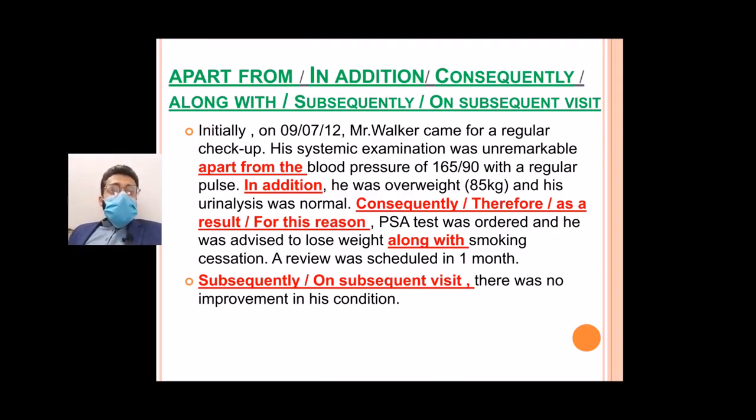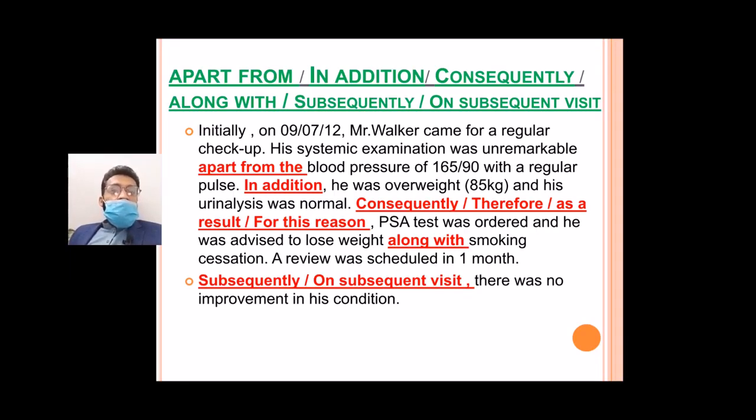So look here, initially on this date, Mr. Walker came for a regular checkup. His systemic examination was unremarkable apart from the blood pressure of. You can use "apart from" in this way, apart from the blood pressure of 165 over 90 with a regular pulse. If we want to add something else, we can use "additionally" or "in addition", and put a comma. In addition, he was overweight and his urinalysis was normal.